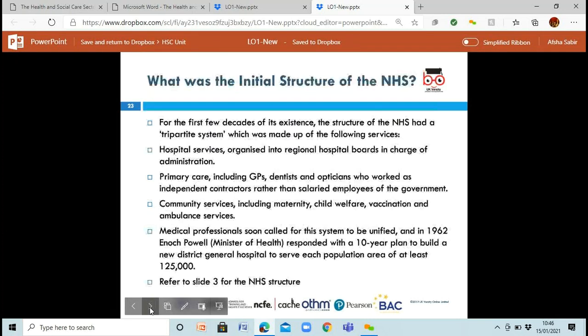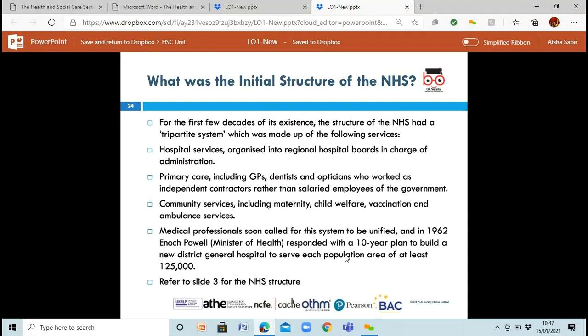So let's make a start on that. This is going through the initial structure of the NHS. This is a fantastic set of slides that will help you answer the distinction question. It's not something you're going to copy and paste. You'll have to look through this and reword it, paraphrase it, or summarize it. Just a couple of points I'm going to read on here. For the first few decades of its existence, the structure of the NHS had a tripartite system, made up of the following services: hospital services, primary care services, and community services.